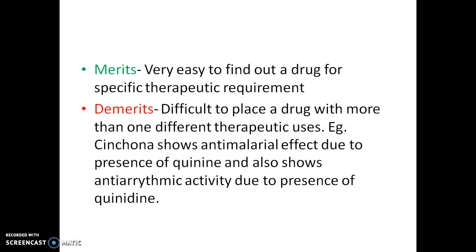This system of classification is very important because it is very easy to find a drug for a specific therapeutic requirement. But the major disadvantage of this system is that it doesn't consider the morphology or chemical nature of the drug, and it is difficult to place a drug with more than one therapeutic use. For example, cinchona bark shows antimalarial activity due to the presence of one of its important alkaloids, quinine, and it also shows anti-arrhythmic activity due to the presence of quinidine, which is actually the isomer of quinine. So again, it is very difficult to categorize under a specific category.